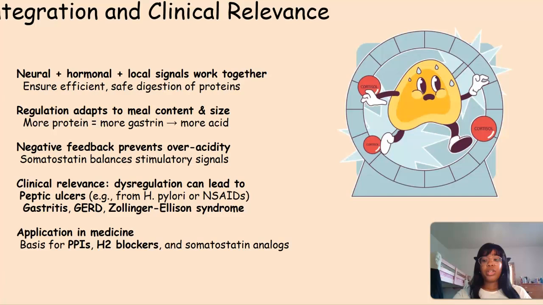in check. When this regulation breaks down, we start seeing clinical conditions like gastritis, GERD, or peptic ulcers, especially in the presence of factors like H. pylori infection or chronic NSAID use. Understanding this regulatory network is critical in clinical practice, forming the foundation for treatments like proton pump inhibitors, H2 blockers, and somatostatin analogs that help restore balance.